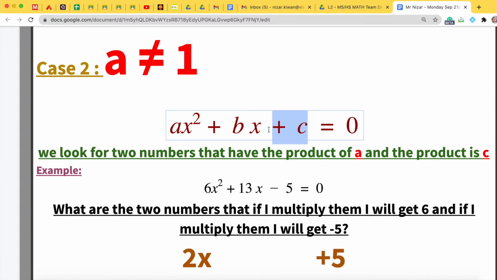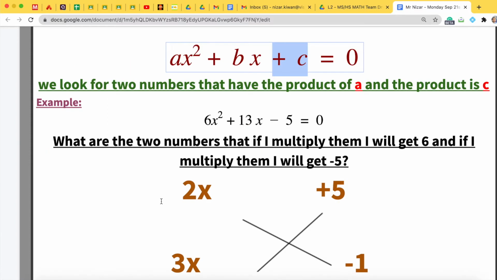That means I will look for two numbers that if I multiply them I will get a, and two numbers that if I multiply them I will get c. Now here you forget b, please. Now we don't have sum and product anymore. We have product and product. So a and c. Let me start with an example.